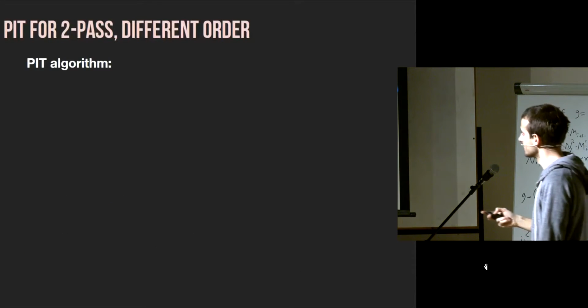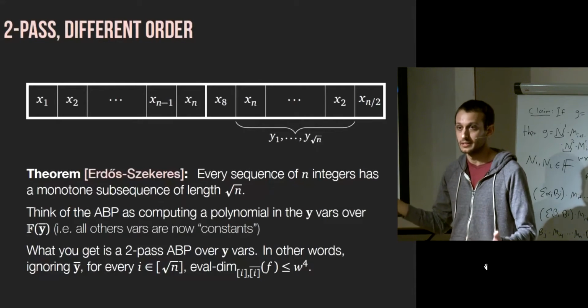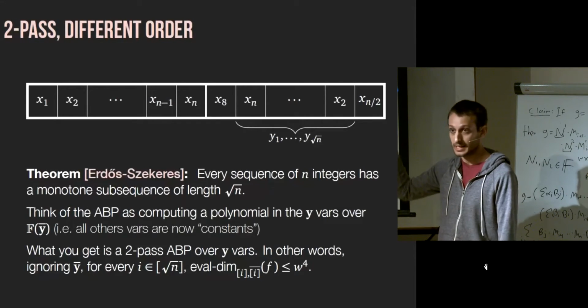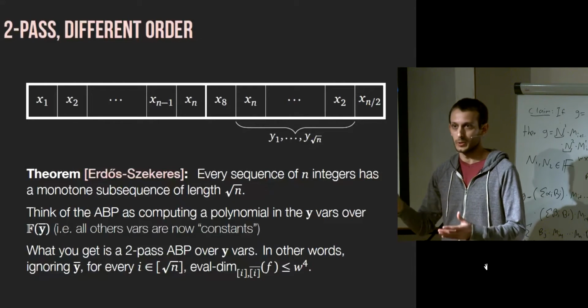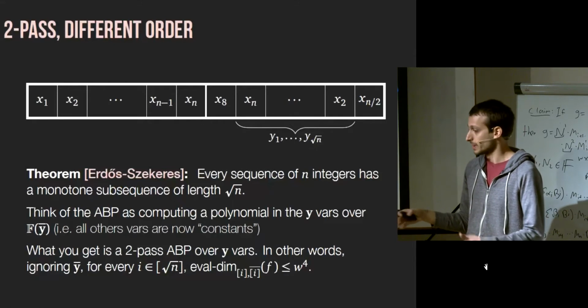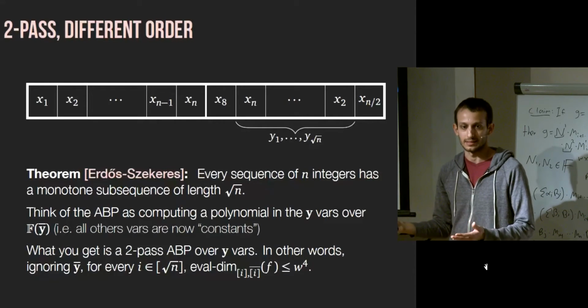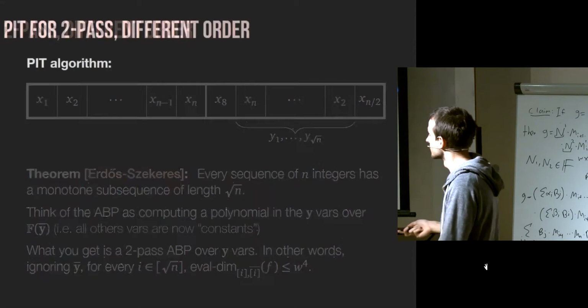But still, what I can do now, before I describe the algorithm, is plug in the hitting set for 2-pass same order to the y variables, right? I know this is a hitting set, so I know there is some assignment that will keep the polynomial non-zero. And then, what progress have I made? I have fewer variables, right? So you can just repeat this argument. So that's the PIT algorithm.